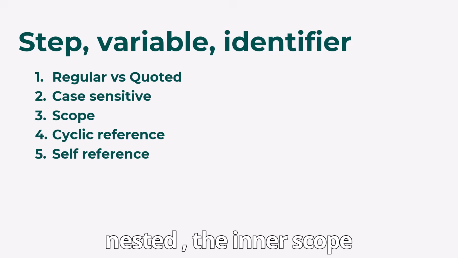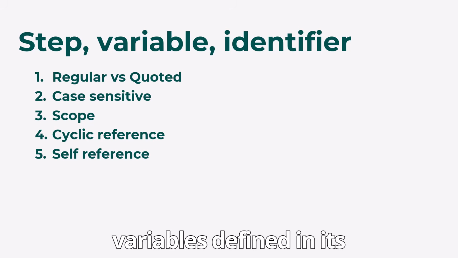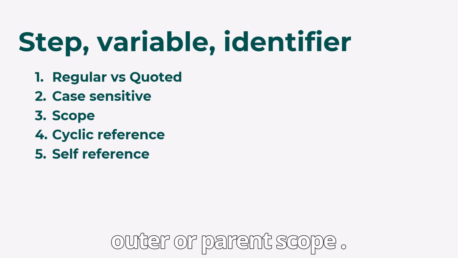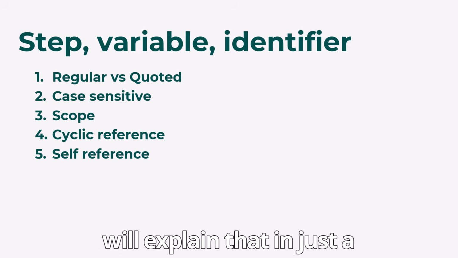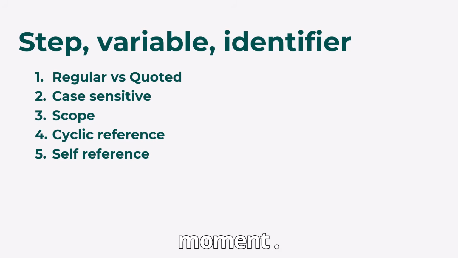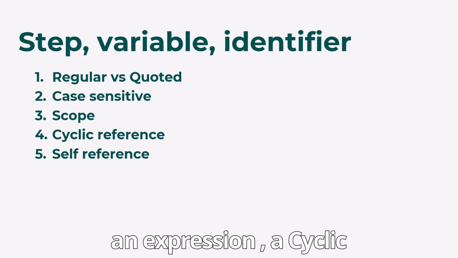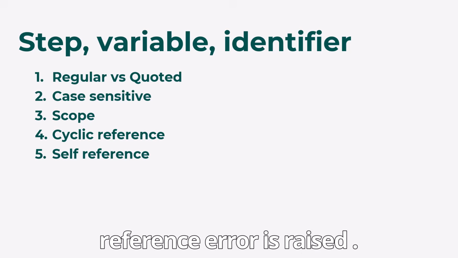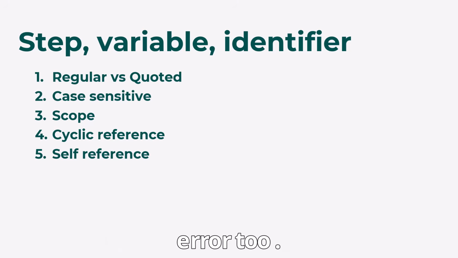When expressions are nested, the inner scope can usually access variables defined in its outer or parent scope. However, there is an important limitation, and I will explain that in just a moment. When there's no valid starting point to evaluate an expression, a cyclic reference error is raised. And finally, self-referencing will raise an error too.